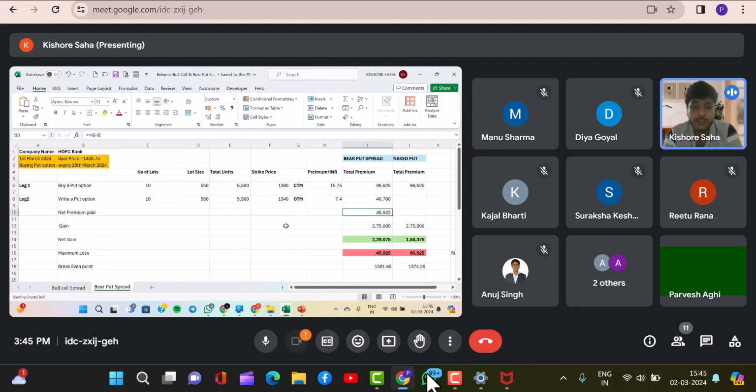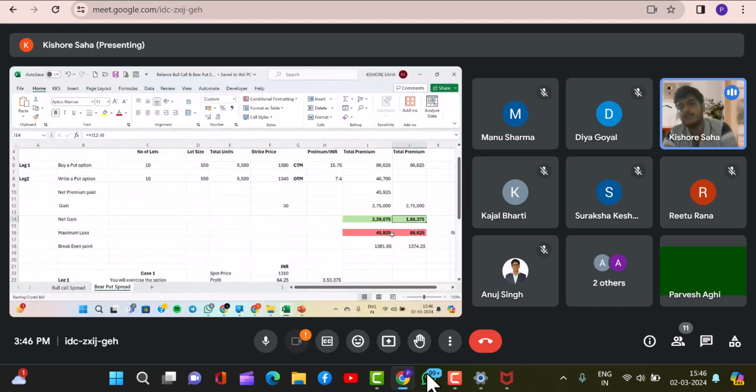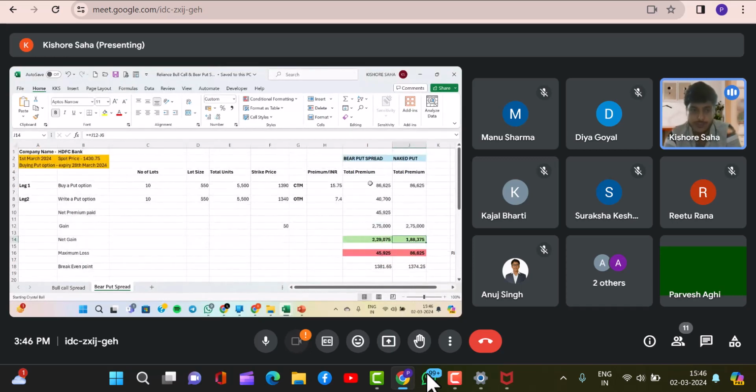And what could be the gain? The difference between these two strikes, which is 50, is the maximum gain that I could expect. If I multiply this 50 with 5,500, I get a gain of 2,75,000. My net gain in this case would be the difference of these two, but it would be lesser because my premium paid is more. So here we can see the maximum loss is 45,925 under this bear put strategy.